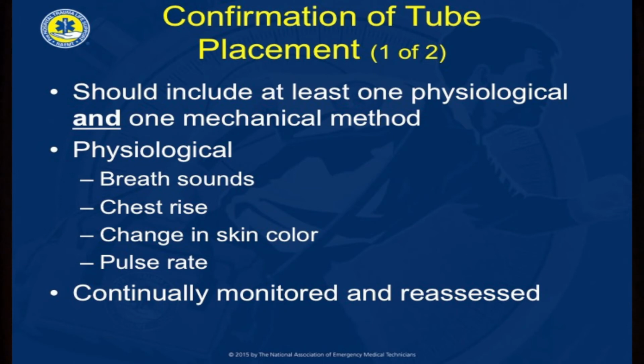Breath sounds, equal clear lung sounds on both sides. May not be clear depending on condition, but at least equal breath sounds on both sides. Should have good chest rise. We should see a change in skin color, although that may not come too quickly depending on the circulatory status and some other issues. But hopefully we get a change in skin color, change in pulse rate. We're also going to do end-tidal CO2 monitoring. We can use esophageal detection devices, etc. Use every tool that you have to make sure that that tube is where it needs to be. And constantly watch it and reassess it.